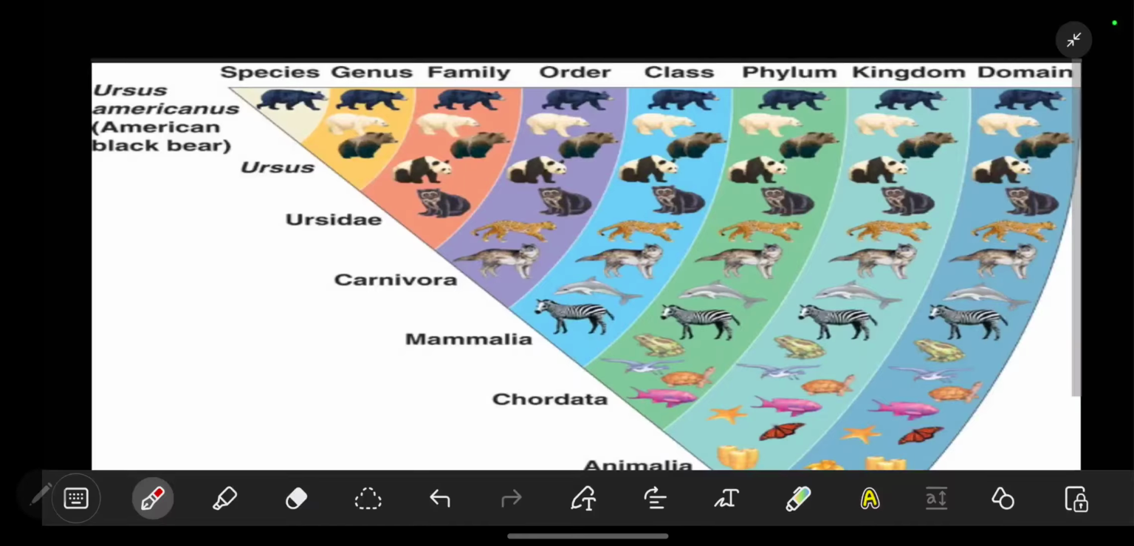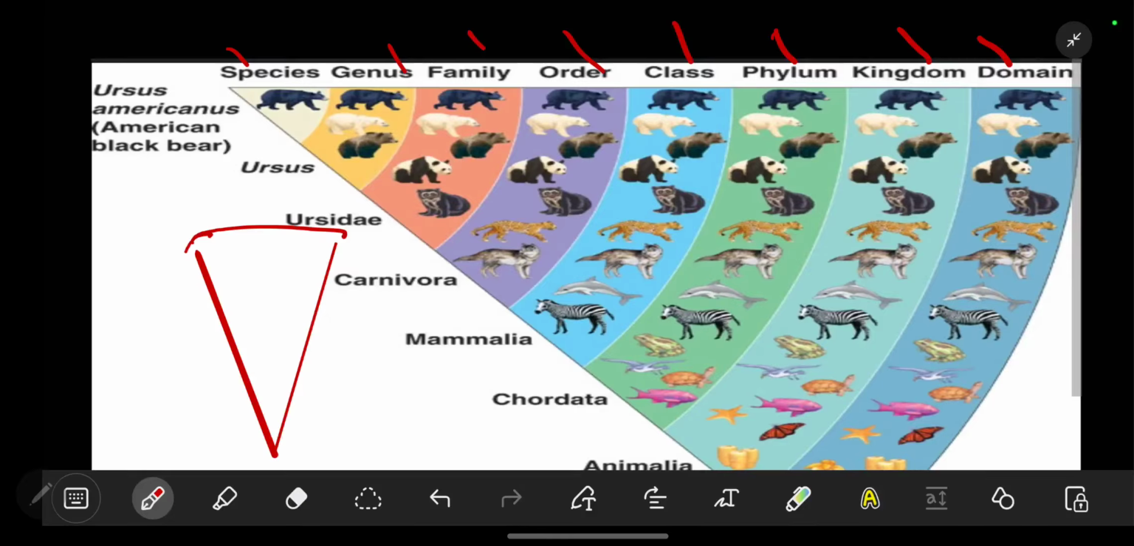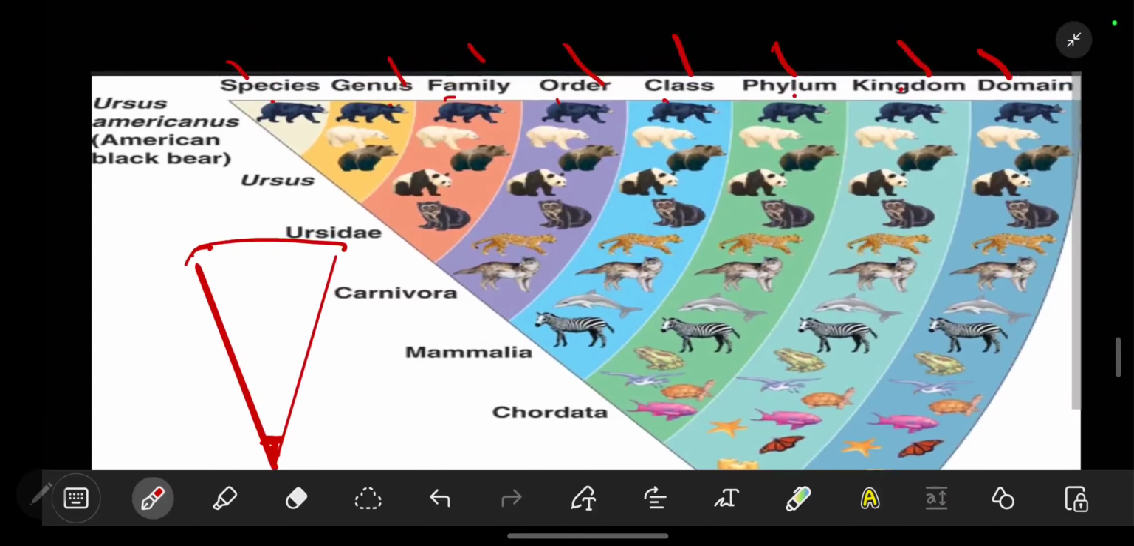For example, we have the taxonomic ranks, which are the domain, kingdom, phylum, class, order, family, genus, until the least specific. You can even see that this is like a triangle. The more it reduces, meaning there are fewer organisms there, the more specific. So we have the domain, kingdom, phylum, class, order, family, genus, and the species. So you must know this order. This is the taxonomic rank, or the hierarchy.